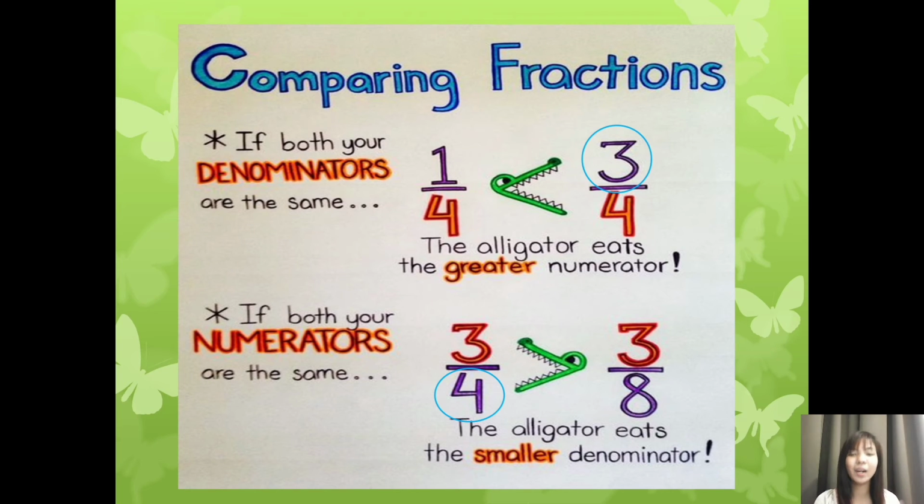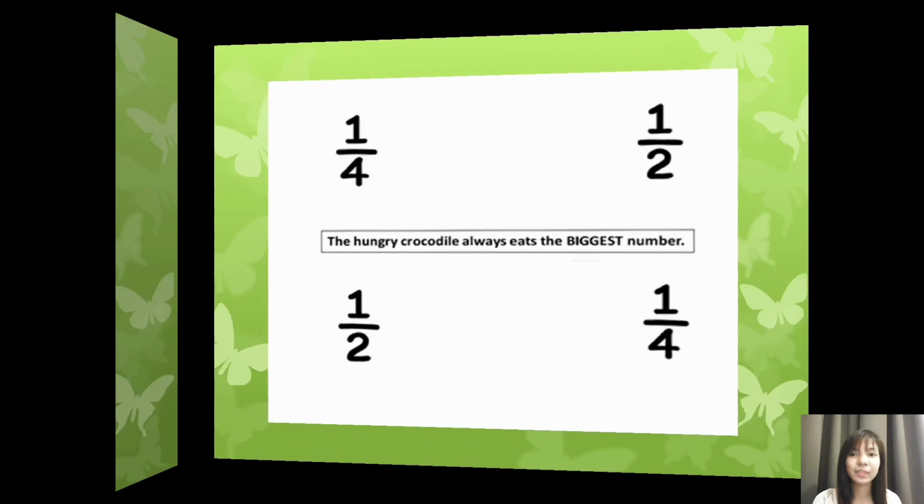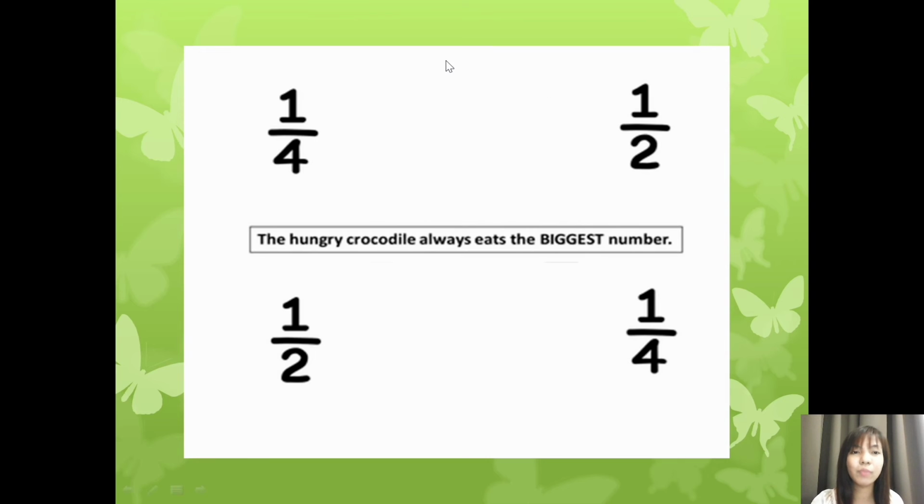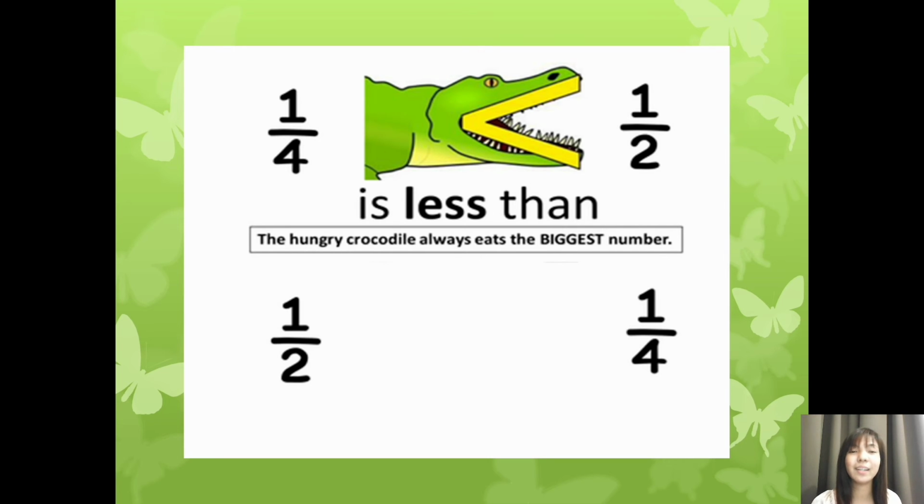All right, next. We have here an example, 1/4 and then 1/2. What do you think is the answer? Less than or greater than? Okay, the answer is less than. 1/4 is less than 1/2. They have the same numerator, 1, so the 4 here gives the lesser value of the fraction. So 1/4 is less than 1/2. The hungry crocodile, or the alligator, always eats the biggest number. So the biggest number is 1/2 here.